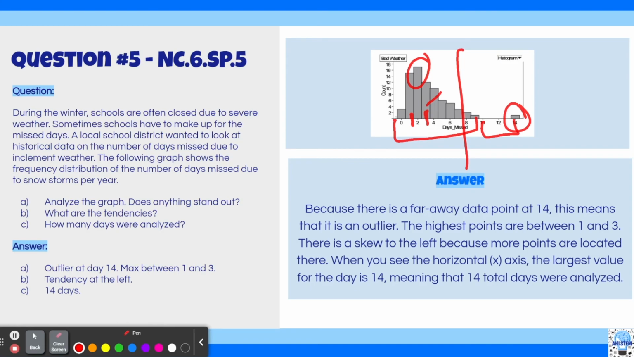And C, it's measured over 14 days because our smallest data point is 0 and our largest data point is 14. So we have data spanning a range between 0 and 14 days.